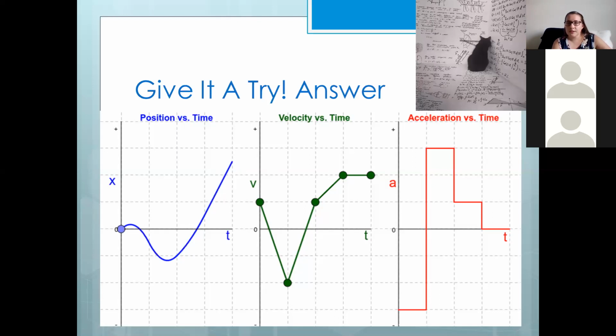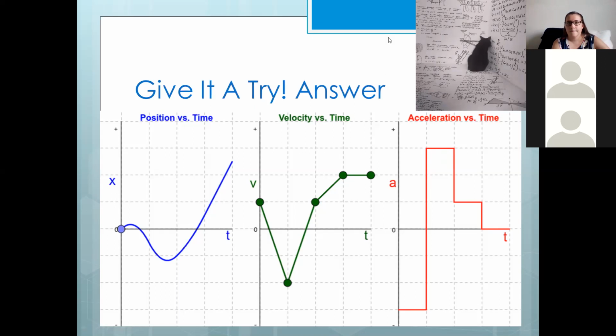Our acceleration time graph, we're going to take the slopes of our velocity time graph. So at first, the slope of our velocity time graph is very negative. You can see very negative, but constant in our acceleration. And then it jumps up to very, very positive, but constant. And then it's a little bit less positive, but still constant. And then at the end of our velocity time graph, it's 0.